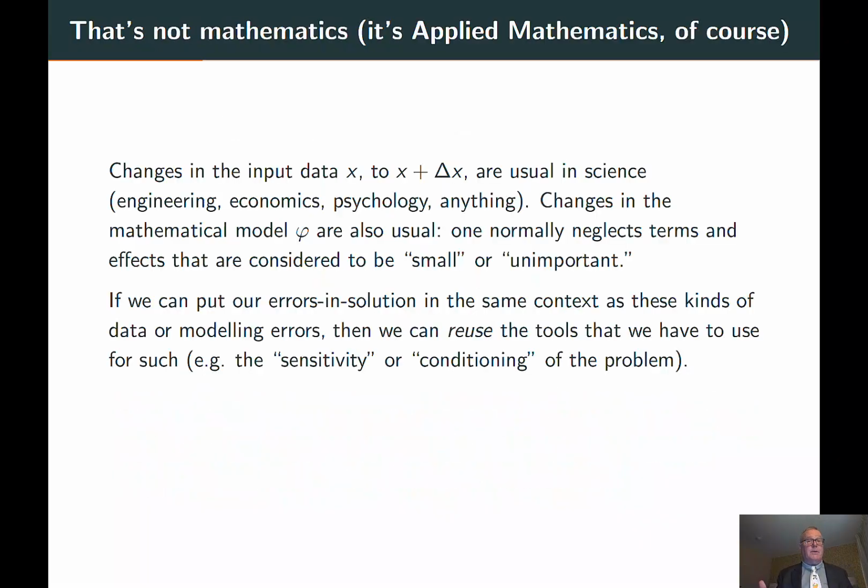It's not mathematics. Of course, it's applied mathematics. But changes in the input data to x plus delta x are perfectly usual in science and engineering, so economics, psychology, anything. Changes in the mathematical model are also usual. One normally neglects terms and effects that are considered to be small or unimportant. One of the goals of applied mathematics is to compute a good model that neglects things that don't matter and concentrates on things that do, so you can understand something about how to control what's going on.